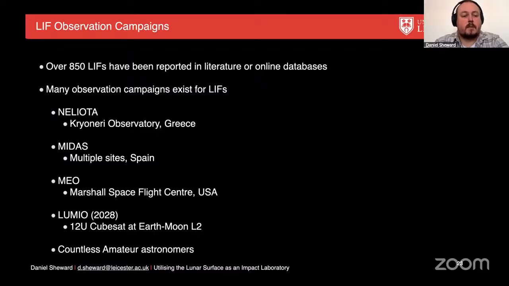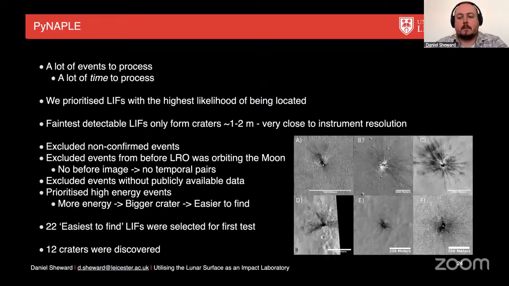And this is also something that is quite simple for amateur astronomers to observe. So we get a lot of amateur astronomers helping us out, taking their own observations. And it's something quite easy to do. So there's a big wealth of data for us to process through. But 850 flashes, 100-ish temporal pairs per image, 2 hours per temporal pair, that's a long time to be processing. So we had to select which of the impact flashes have the highest likelihood of being located.